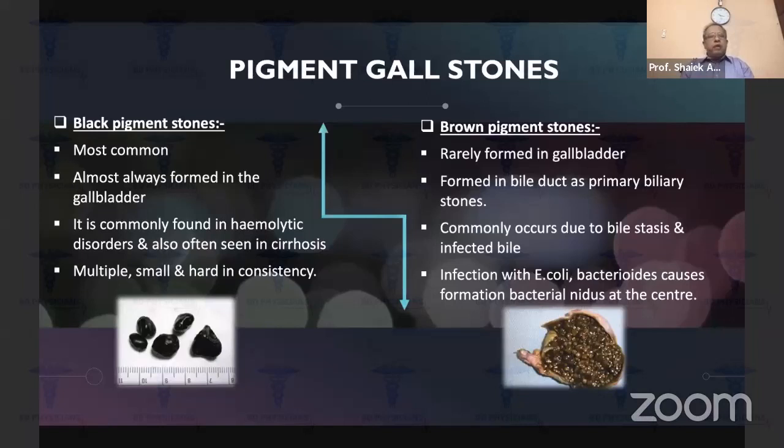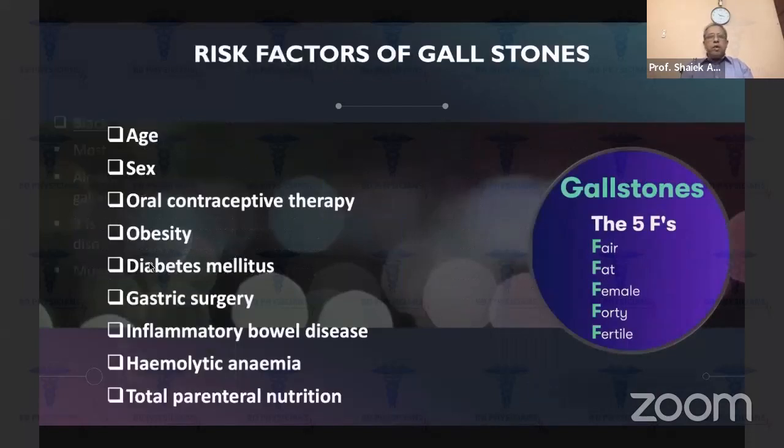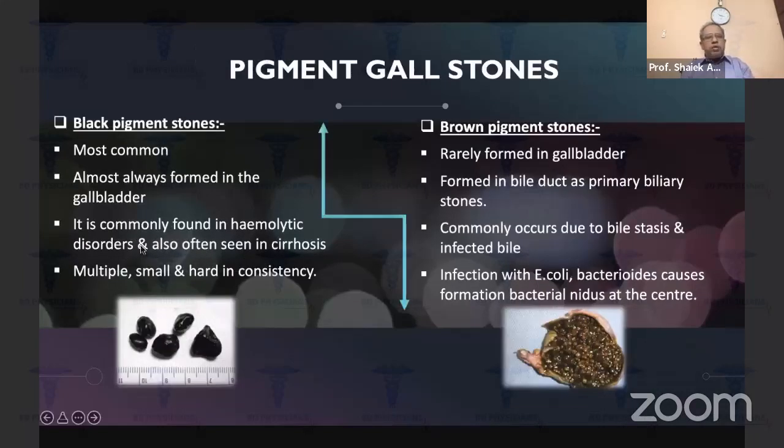Pigment stones are again divided into black pigment stones and brown pigment stones. Black pigment stones are the most common, almost always found in the gallbladder. They are commonly found in hemolytic disorders and also often seen in cirrhosis. They are multiple, small, and hard in consistency. Brown pigment stones are rarely found in the gallbladder; they form in the bile duct as primary biliary stones.